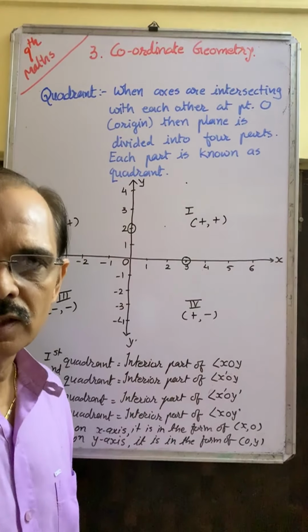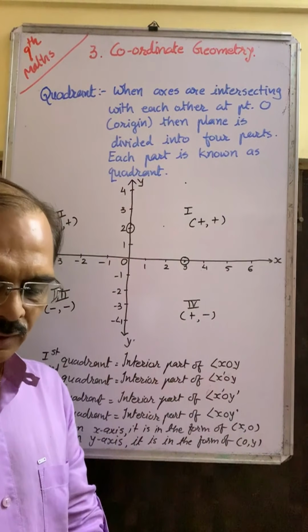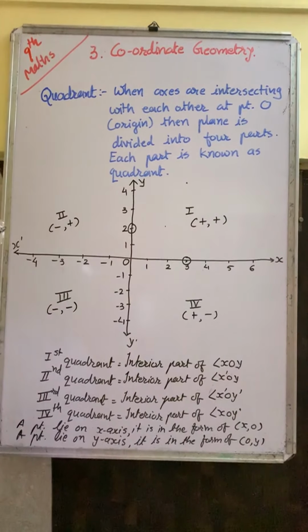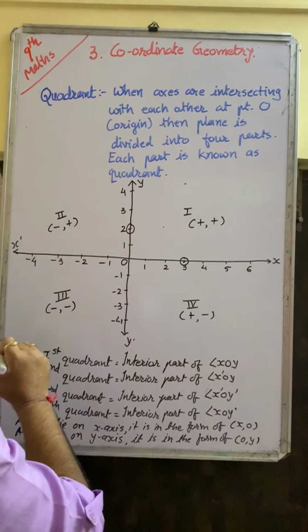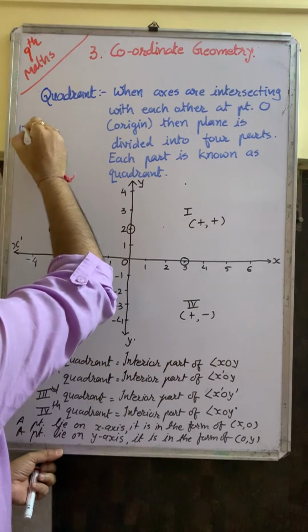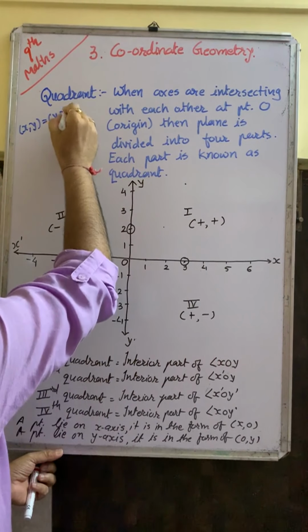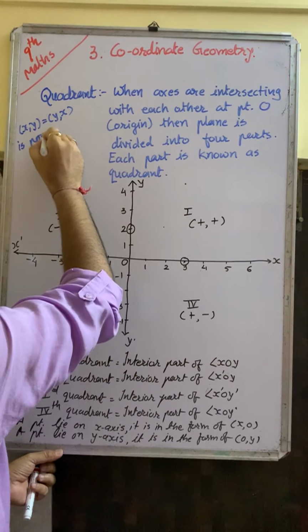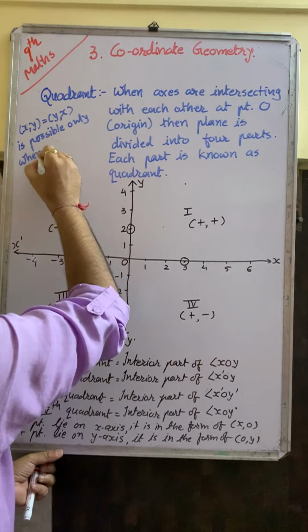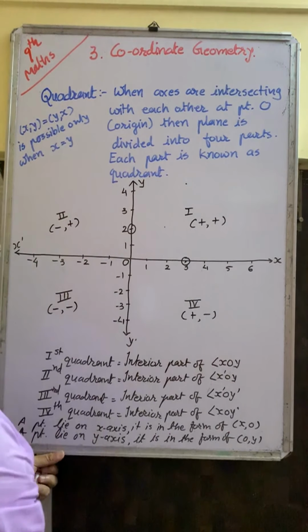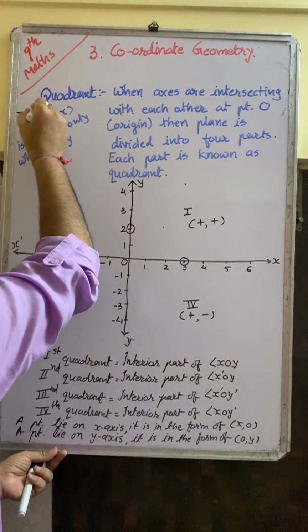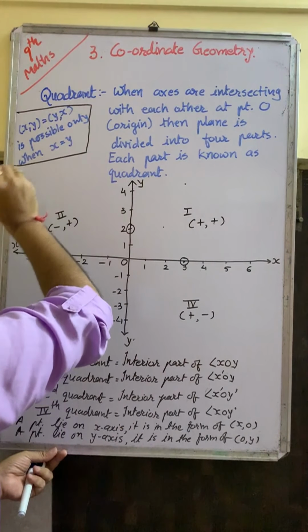(x, y) and (y, x) are equal only when the x coordinate and y coordinate are equal. Remember this thing. I write here: (x, y) equals (y, x) is possible only when x equals y. It means the x coordinate and y coordinate are equal, then point (x, y) and point (y, x) are equal. Okay.